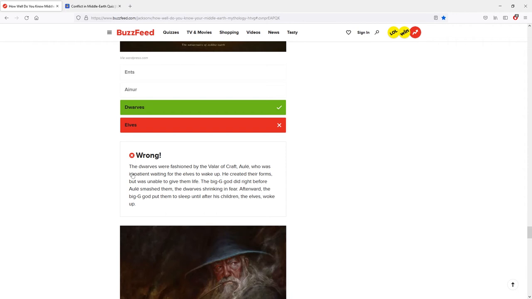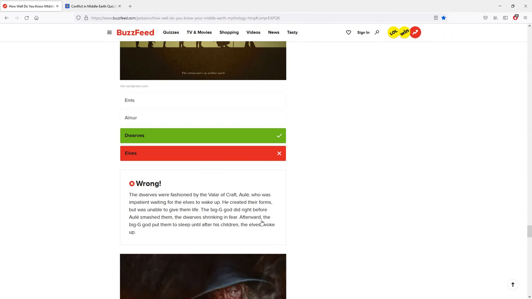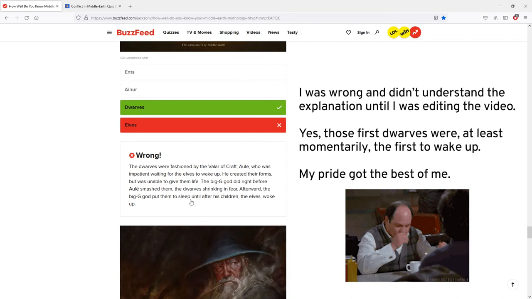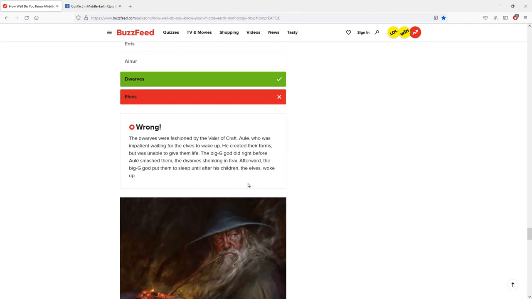The dwarves were fashioned by the Valar of Craft, Aulë. Yeah, the smith. So technically it's the elves too, because the big God put them to sleep until after his children, the elves, woke up. I still think that I'm right, but let's go to the next one.